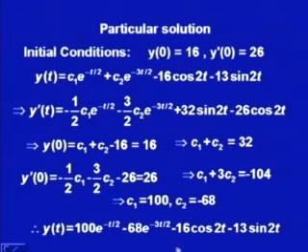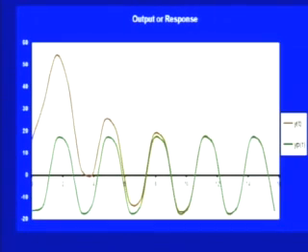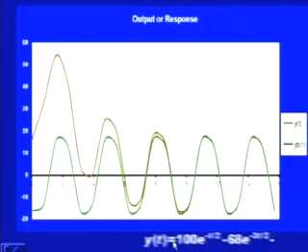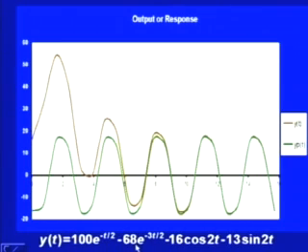Let us see these things by the graphs. So, in this graph, the red line is the general solution, that is 100 e to the power minus t by 2, minus 68 e to the power minus 3t by 2, minus 16 cos 2t, minus 13 sin 2t. The green line represents the particular solution, which is yp, that is minus 16 cos 2t minus 13 sin 2t.